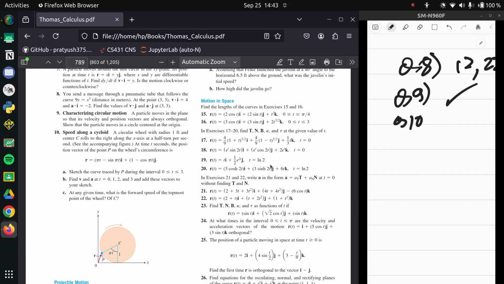Circular wheel with radius 1 feet, center C rolls to the right along the x-axis at a half turn per second. Half turn per second, full turn per 2 seconds. Yeah, the frequency again, never mind. So basically, you have given us the x velocity for the center. Half a turn just means the center has covered half a circumference.